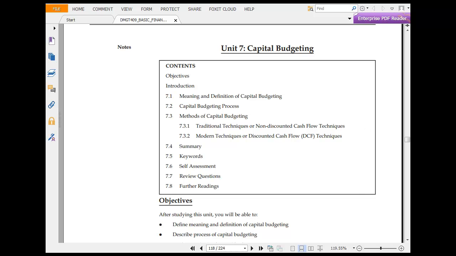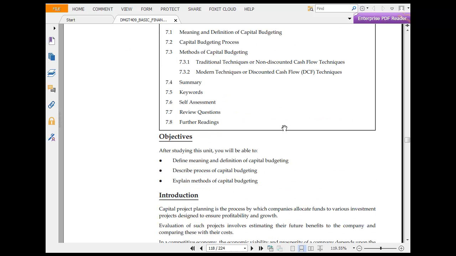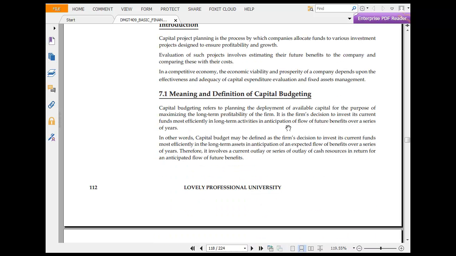We talk about capital budgeting here. So capital budgeting is whether you want to do something or whether you don't want to do something. So we have two methods: the traditional method, which is non-discounted cash flow, and the modern technique, or discounted cash flow. Capital budgeting, meaning of definition, summary.